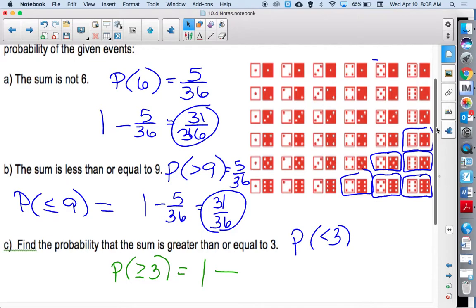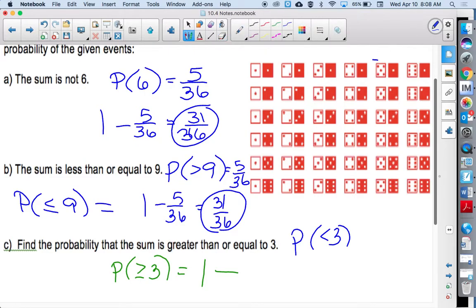How many sums are less than 3? Julian? 3? So they could add to be 1, 3, or 2. So we want the sum being less than 3. So looking at the pair of dice, how many of them add to be less than 3? Just 1.